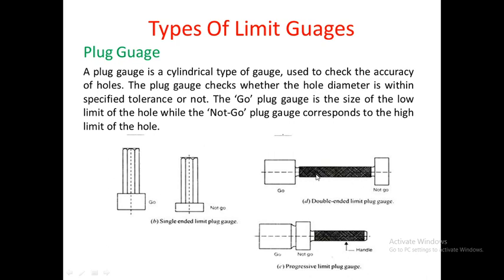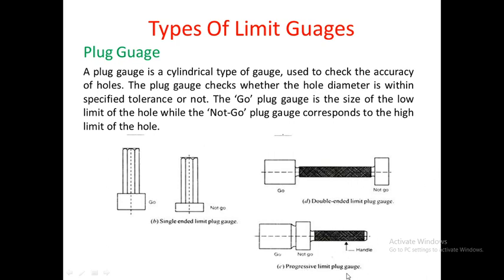Second is the double-ended limit plug gauge. In this type of plug gauge, both the go end as well as the no go end are fabricated on a single shaft. First we will insert the go gauge inside the hole, and after checking the accuracy we will insert the no go gauge. So in a double-ended limit plug gauge, both the go gauge and the no go gauge are attached on a single shaft.